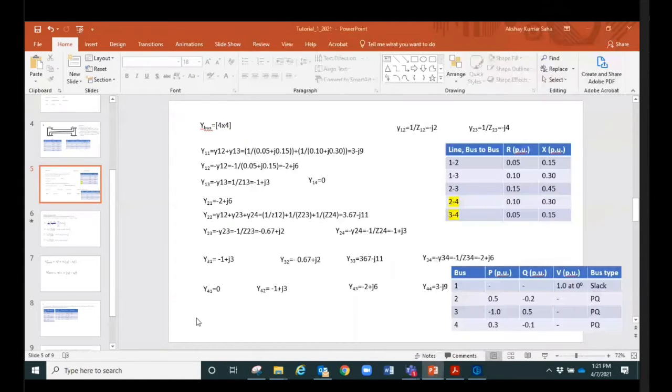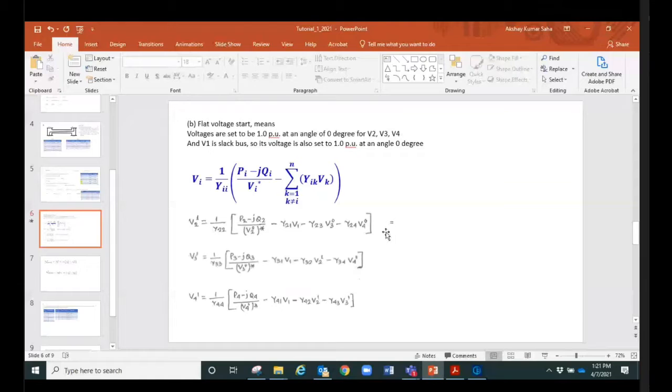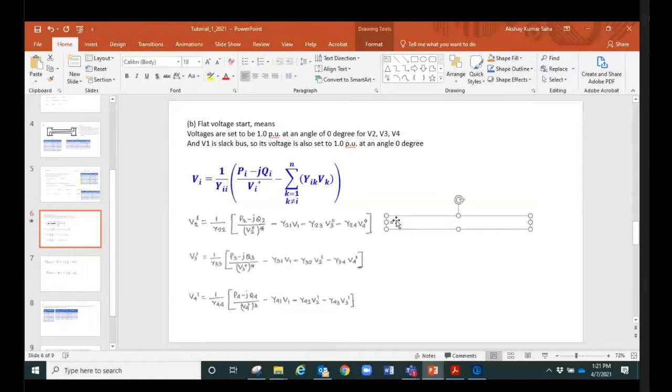For me, V2, I have 1.0005 at 2.65 degrees. And for V3, I have 1.019 at minus 4.89, actually, not 69.